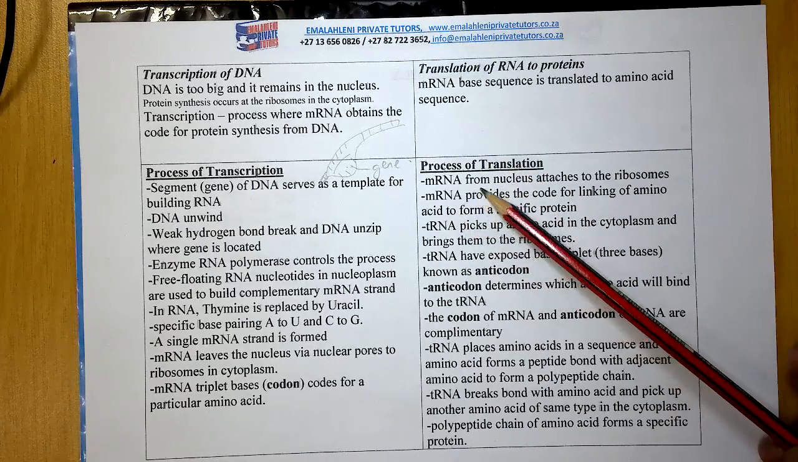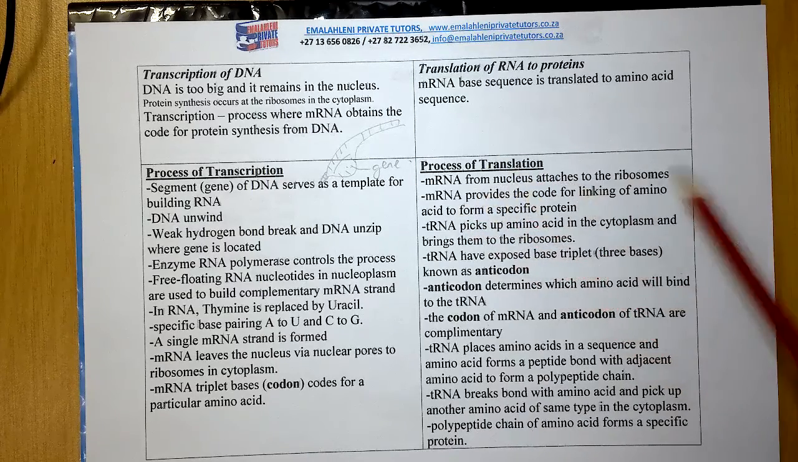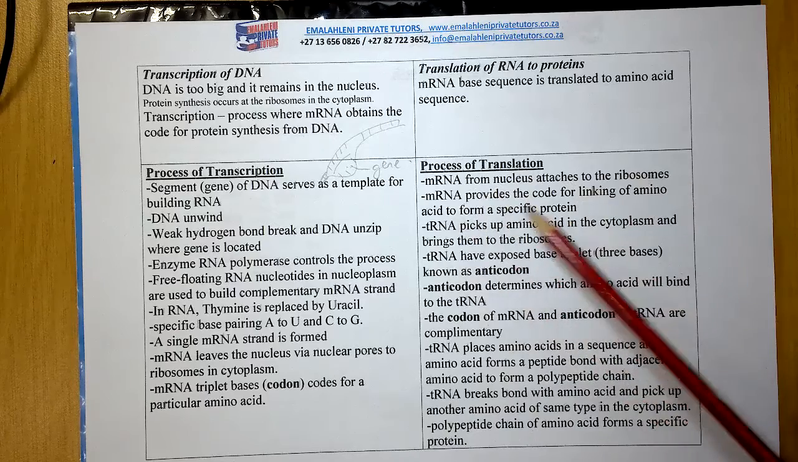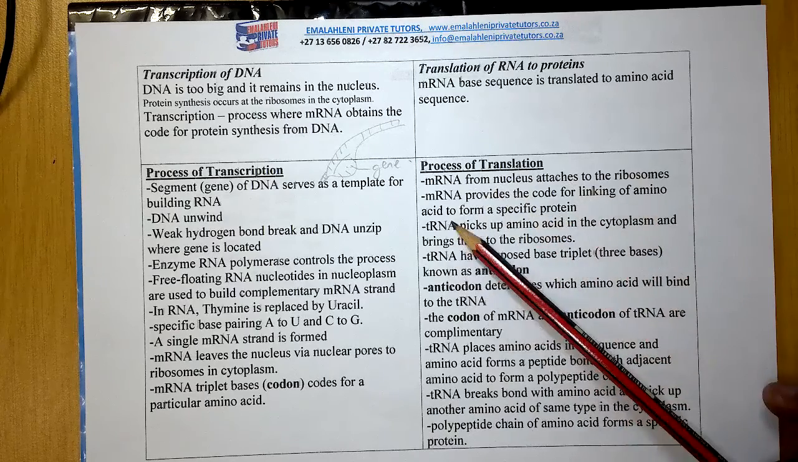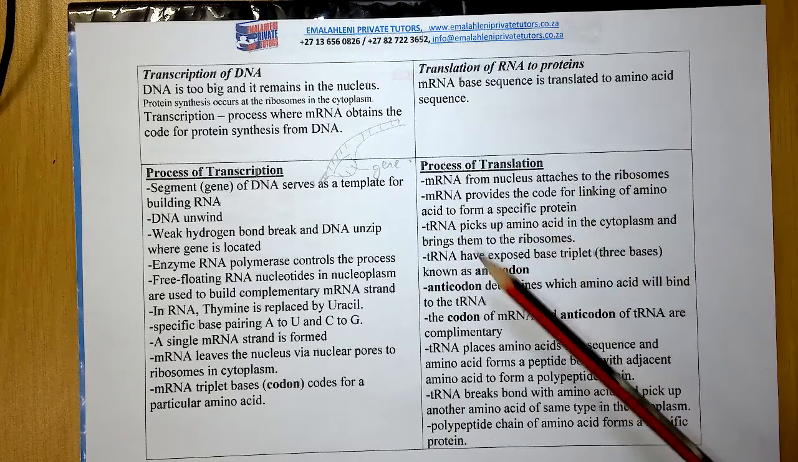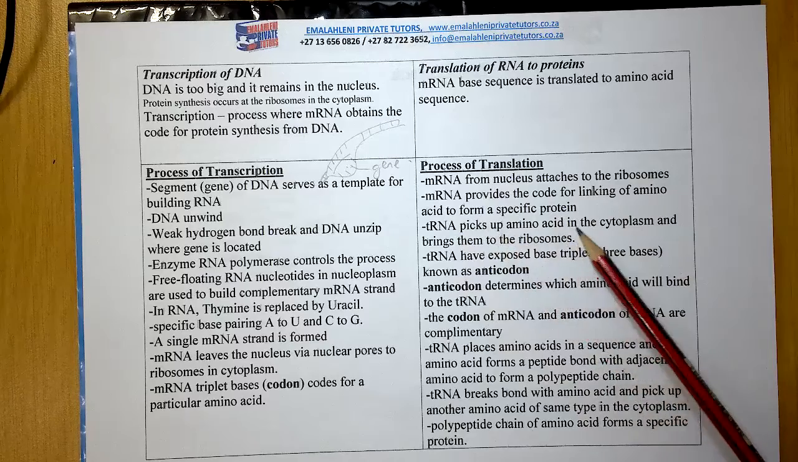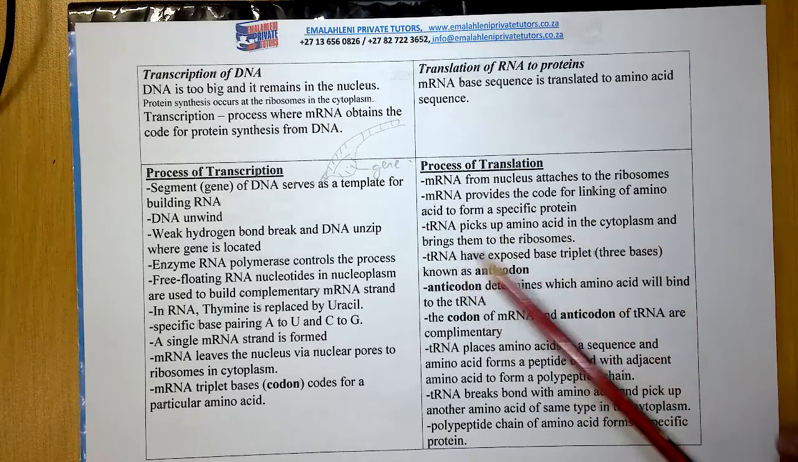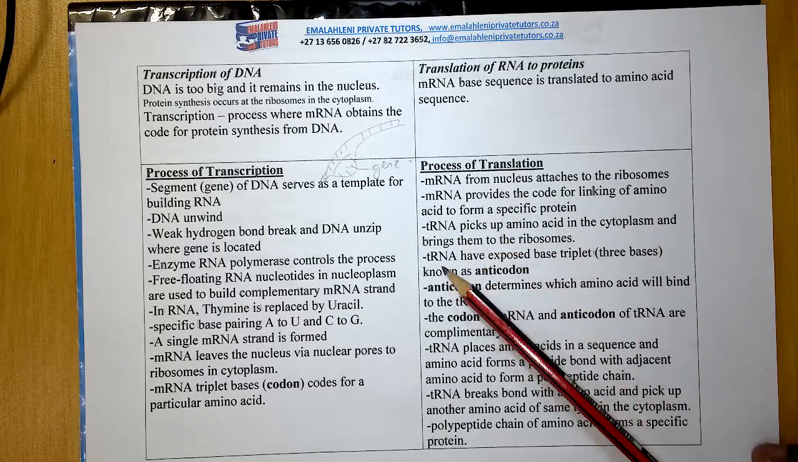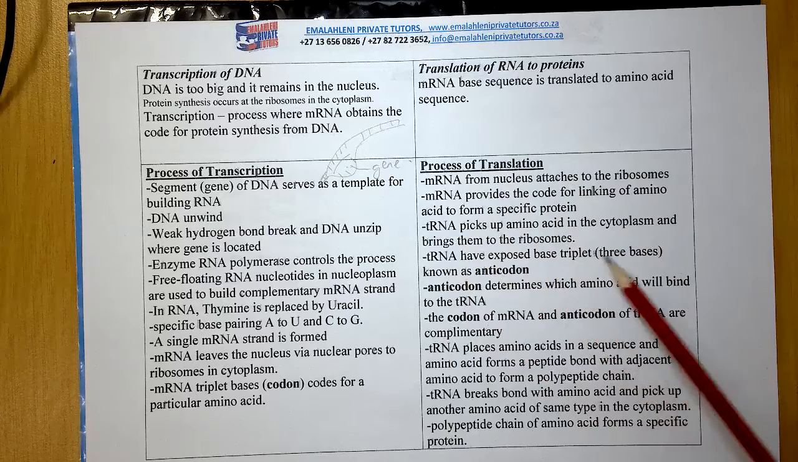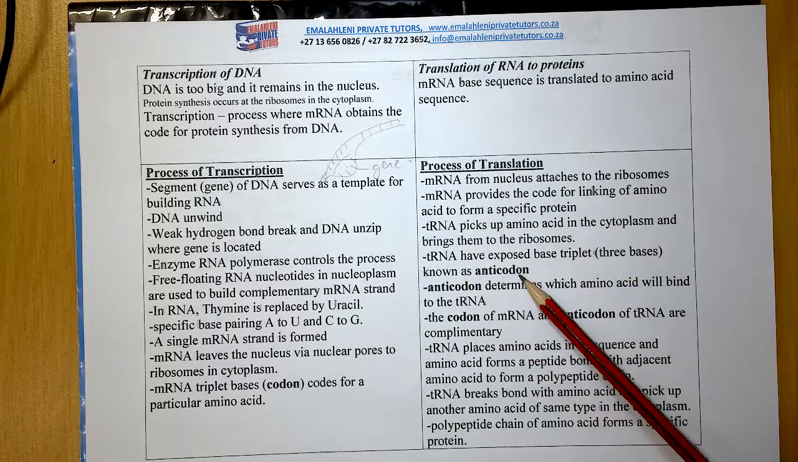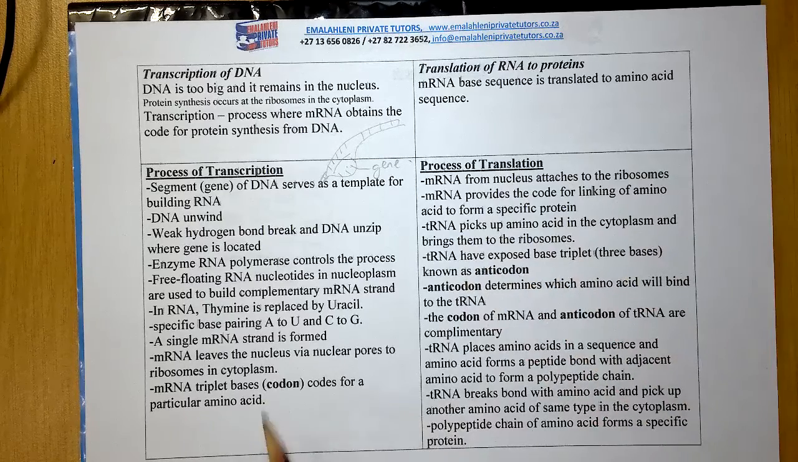Messenger RNA from the nucleus attaches to the ribosomes. Then messenger RNA provides the code for linking of amino acids to form a specific protein. Transfer RNA picks up amino acids in the cytoplasm and brings them to the ribosomes. Then transfer RNA exposes a base triplet, which we call the anticodon. So you've got messenger RNA with a codon, and transfer RNA with an anticodon. The codon of messenger RNA and the anticodon are complementary, so they have to pair.